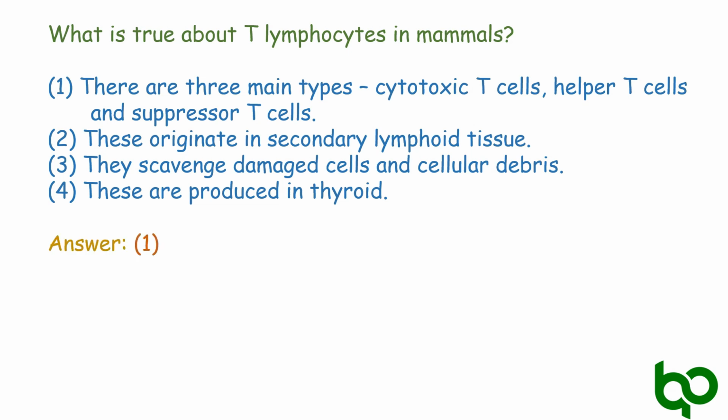There are three main types: cytotoxic T cell, helper T cell and suppressor T cell, because these three types of cells play a central role in cell mediated immunity. The T lymphocytes are so called because they originate in the bone marrow. They mature in the thymus. There are three main types, namely cytotoxic T cell, helper T cell and suppressor T cells. They are involved in cell mediated immunity, and that is they recognize and kill the infected cells directly.